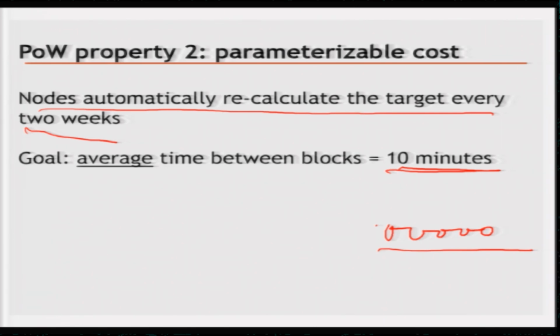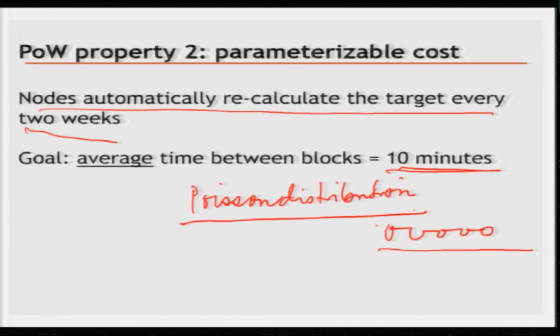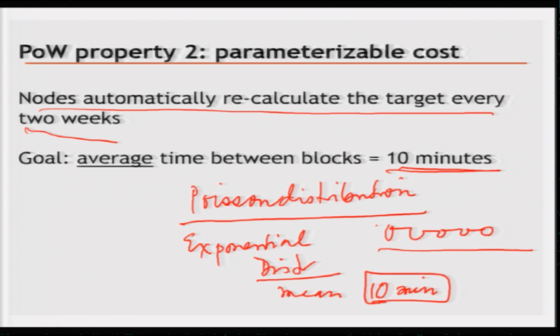Usually this follows a Poisson distribution. So, the arrival of new blocks follows a Poisson distribution. Therefore, the time interval between blocks follows an exponential distribution, and we want the mean of this exponential distribution to be 10 minutes. So, this adjustment is done automatically. Now, this adjustment is roughly every 2 weeks.